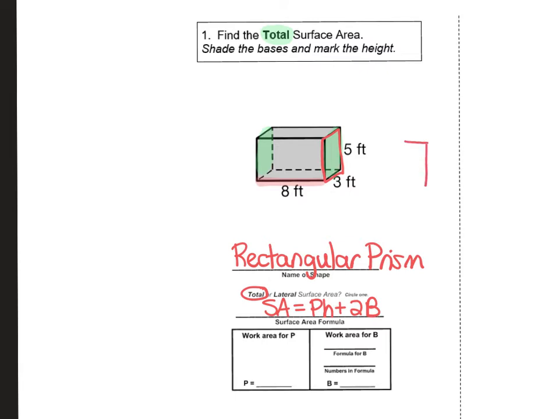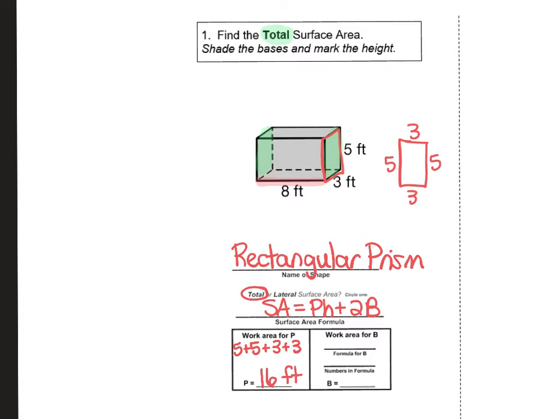So the work area for the perimeter of the base, we labeled this as our base. If I were to look at this straight on, I would see it has a height of 5 and a width of 3. But don't forget, it's got another 5 and another 3. And what we would do for perimeter is add all of those together. So 5 plus 3 plus 5 plus 3, or you can do 2 times 5 plus 2 times 3. And you can see that the distance around that base is 16 feet. So we'll use that in a little while.